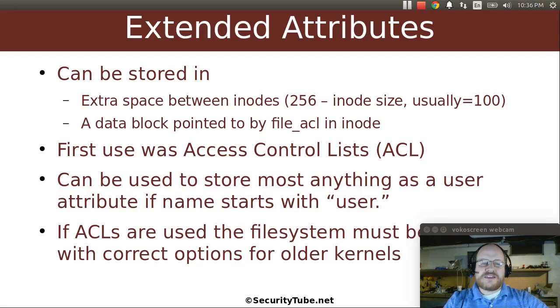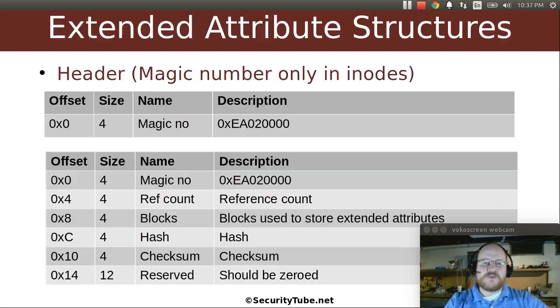So if ACLs are used, the file system has to be mounted with the correct options if you have older kernels. If you have an updated kernel, this is no longer an issue. So it's just something to keep in mind. Probably won't come up for most of you, but it is a possibility. So if you're having some issues and you're running something that's not one of the latest kernels, you might want to look into that.